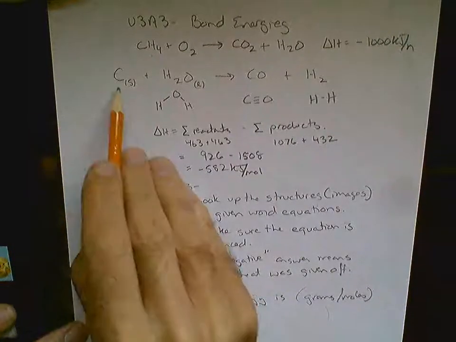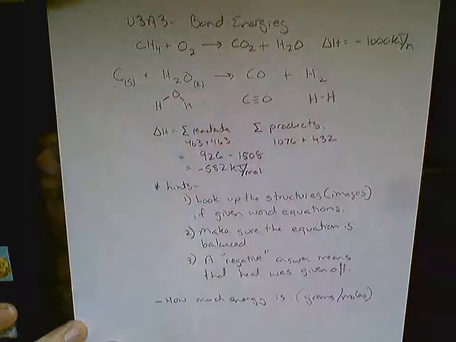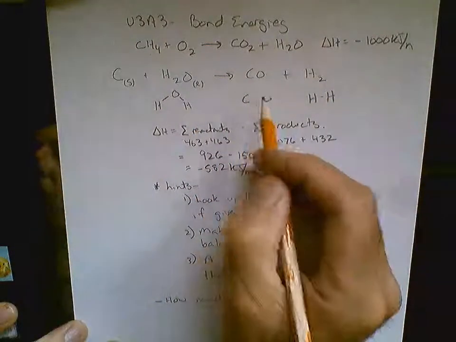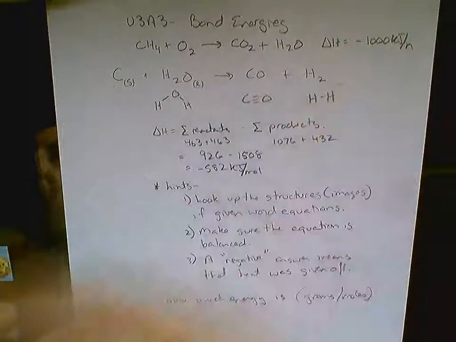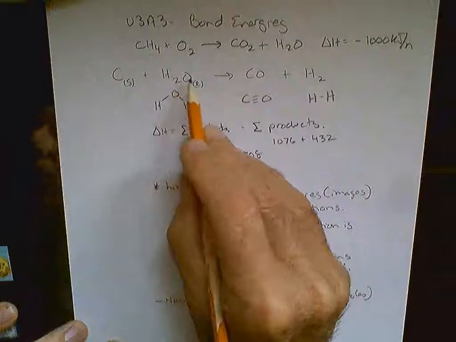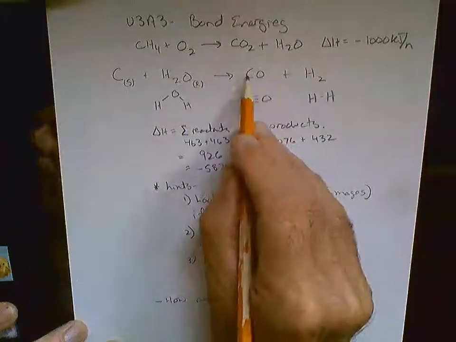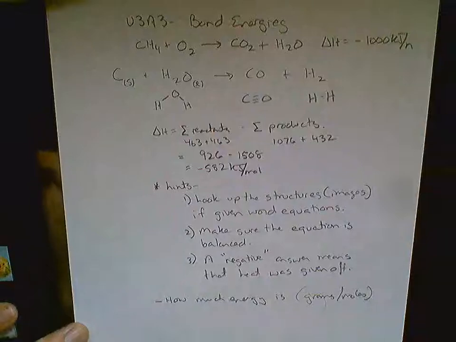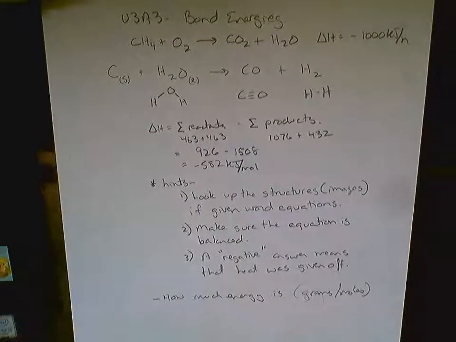So in bond energies, you write down the reaction that you want. You make sure that it's balanced. So make sure there's equal numbers of everything on both sides. So for example, there's 2 hydrogens here, 2 here, 1 oxygen, 1 carbon, 2 hydrogens, 2 hydrogens. So this is balanced. The next thing you do is you draw the molecules.